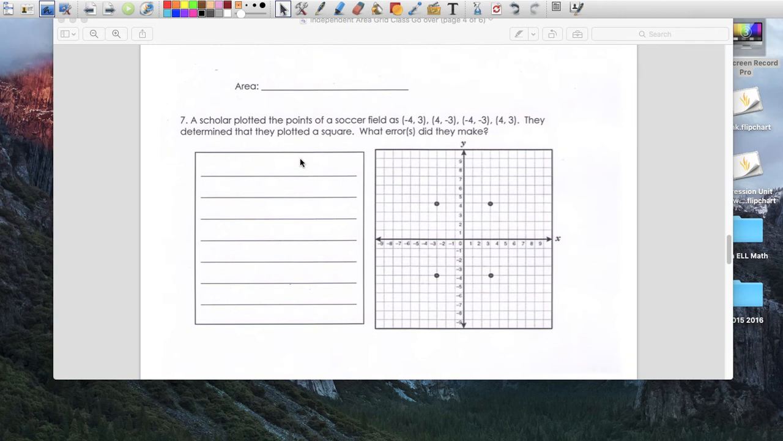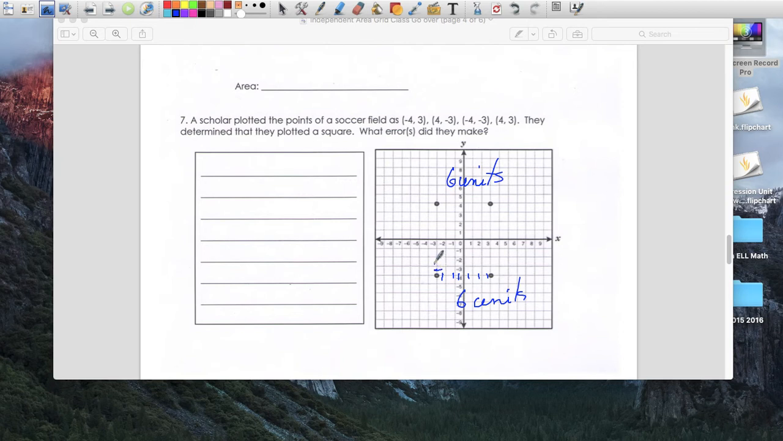A scholar plotted points, and they determined that they plotted a square. What errors did they make? Well, let's see. In order to be a square, all sides have to have the same distance, right? All sides have to be the same measure. So let's count this side here: 1, 2, 3, 4, 5, 6. It's 6 units this way, which means here on the top is also 6 units, right? And which would imply that this and this would also be 6, but they don't look like it's 6.